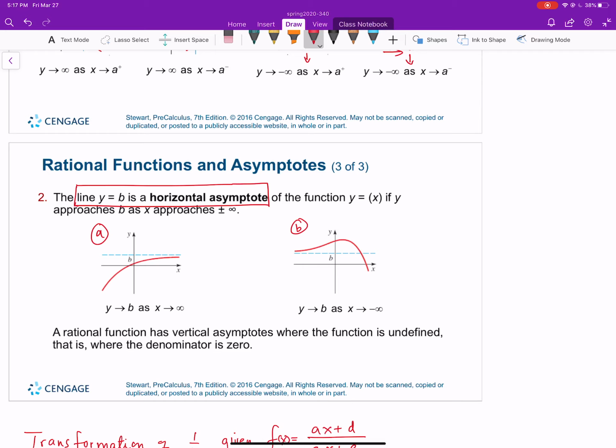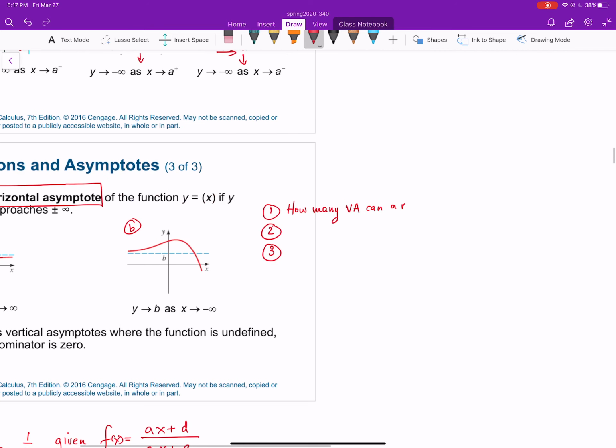So I have these questions for you, and then we can talk about it when we meet. How many vertical asymptotes can a rational function have?